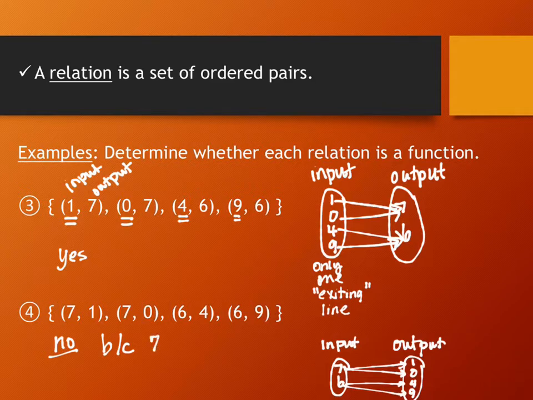We'll say 7 goes to 0 and 1. 6 goes to 4 and 9. And again, it doesn't have to be that they both do it, but if at least one of them does it, it fails.